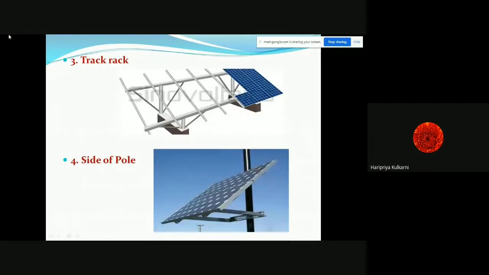Now the third one is the track rack arrangement. Generally, a track rack arrangement has a gearing mechanism through which we can move the rack from east to west. So here there are some arrangements wherein we can place the solar modules, and this is called the track rack arrangement. Now, the last type of mounting is the side of a pole. So, poles are there, and at the side of a pole, some fixing assembly is available in the market. With the help of that, we can utilize the space and get the maximum amount of solar radiation falling on it.